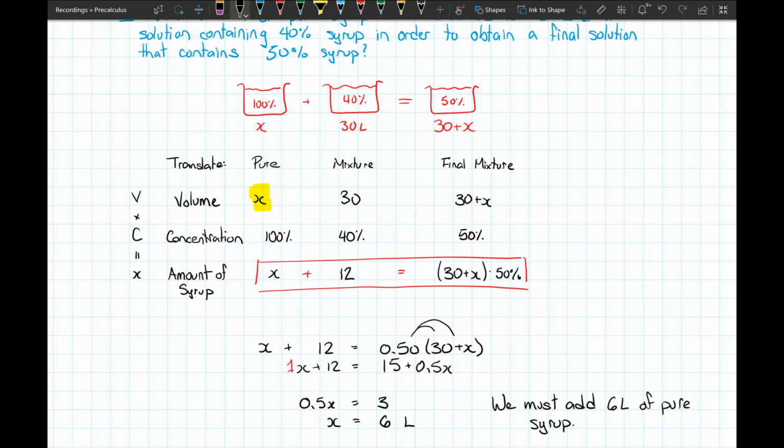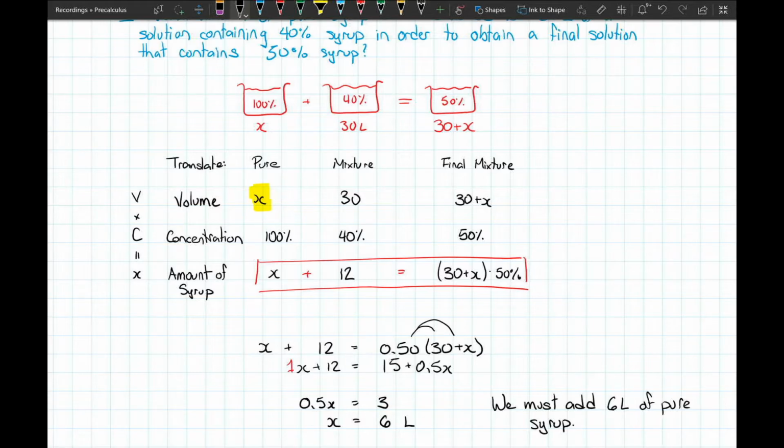Now, as I mentioned, sometimes this is going to be a problem involving an unknown concentration, in which case you may have your unknown x being one of the second rows. But it still ends up working in the same sort of manner. Volume times concentration equals amount of the solute.